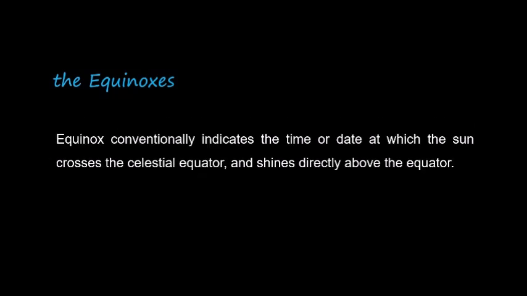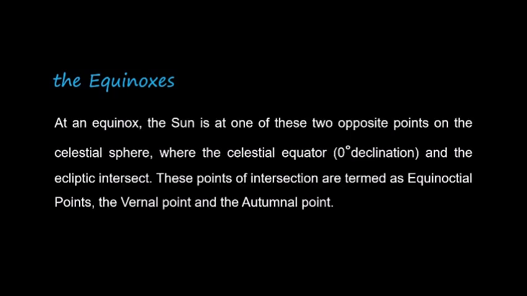Equinox conventionally indicates the time or date at which the Sun crosses the celestial equator and shines directly above the equator. At an equinox, the Sun is at one of these two opposite points on the celestial sphere, where the ecliptic and the celestial equator intersect. These points of intersection are termed as equinoctial points, the vernal point, and the autumnal point.